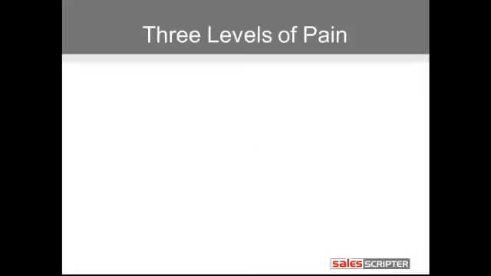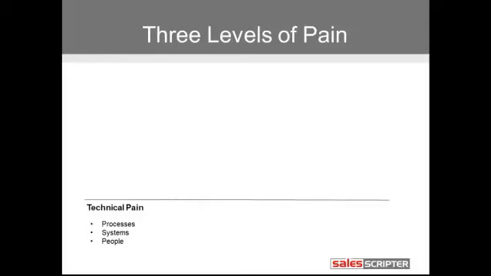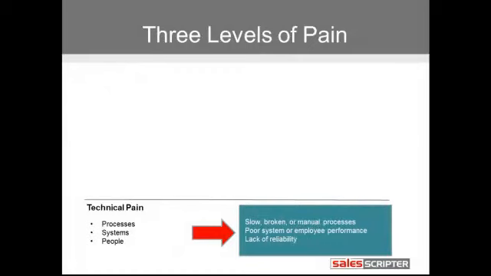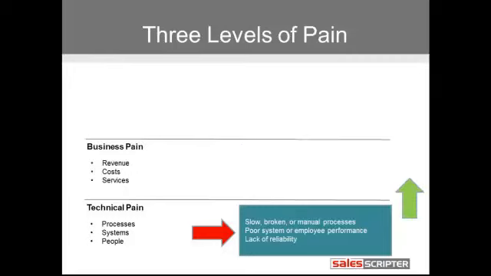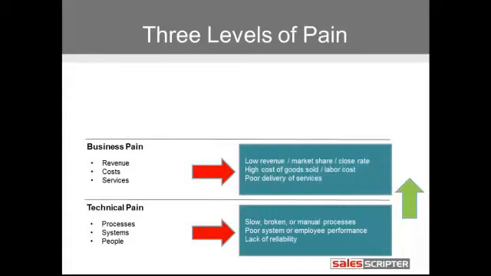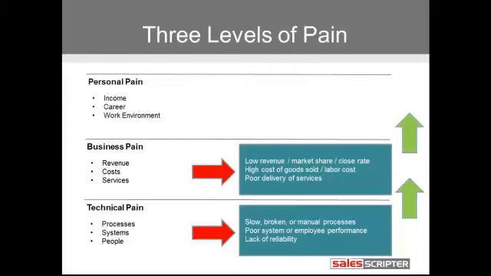We talked about 3 levels of value. We use 3 levels of pain that map to those as well, and it starts at the bottom with technical pain in the area of processes, systems, and people. Examples of those are manual, broken, cumbersome processes, poor performing systems or employees, and lack of reliability. Those cause pain, and those could be in a particular area that your products help to drive improvements. And when your prospects are experiencing technical pain, that will lead to business pain in the area of revenue, cost, and services not being delivered at a quality level, and those will work their way up and cause personal pain.